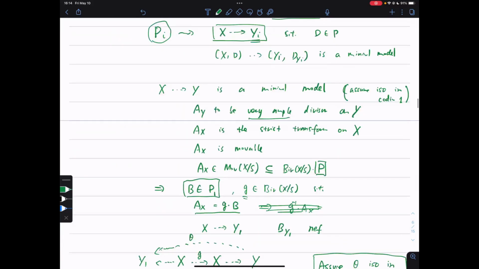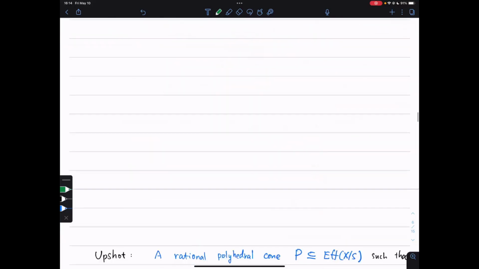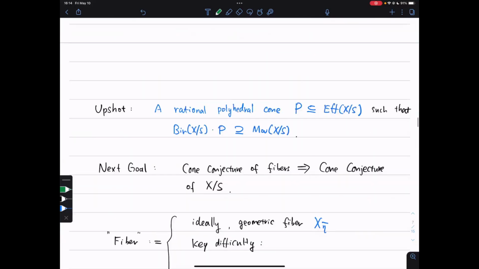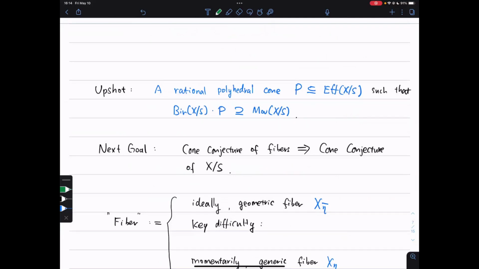All right. So this is finance part. So the upshot is we should consider some inside of effective. All right, next goal is we want to show cone conjectures of fiber space follow from the cone conjecture of fibers.